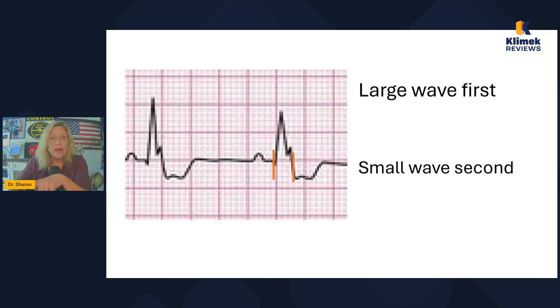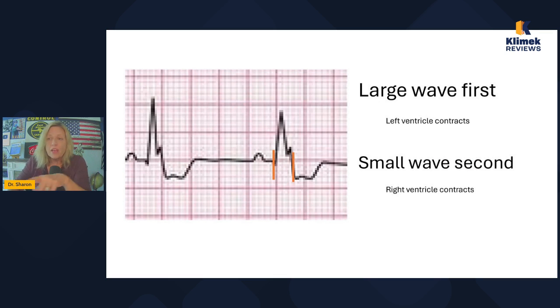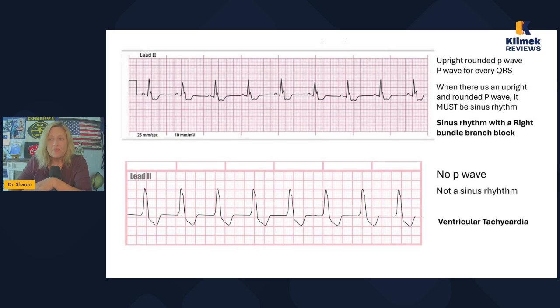So here, if we go back to our original bundle branch block, we see the large first wave, which means the left ventricle contracts. And then we see a small second wave where the right ventricle then contracts. So what is this? This is a sinus rhythm with a right bundle branch block. That's what this top rhythm is. The bottom rhythm is actually a ventricular tachycardia. And you may say, well, why is it tachycardia? It doesn't look any faster than the one on the top.